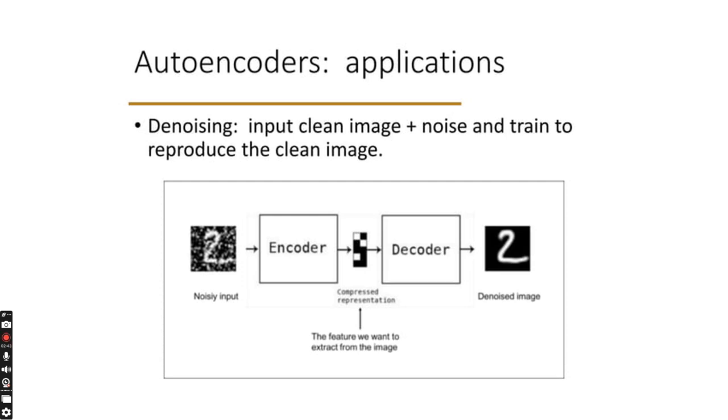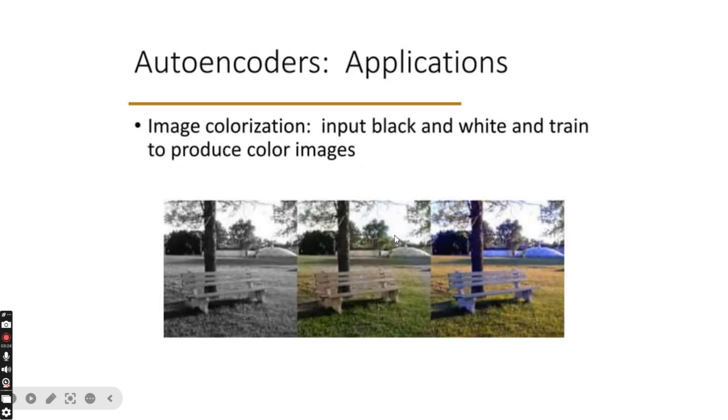In which applications can we apply autoencoders? One of the applications is denoising. We can take the clean image plus noise and train to reproduce the clean image. So this is the noisy input we give to the encoder. The encoder compresses the image and creates the latent features. From the latent features, the decoder decodes the image, removes the noise and reproduces the clean image. So for image denoising, we can use autoencoders.